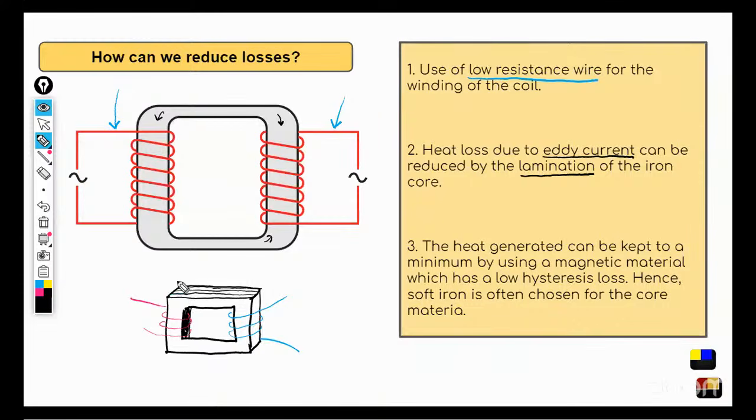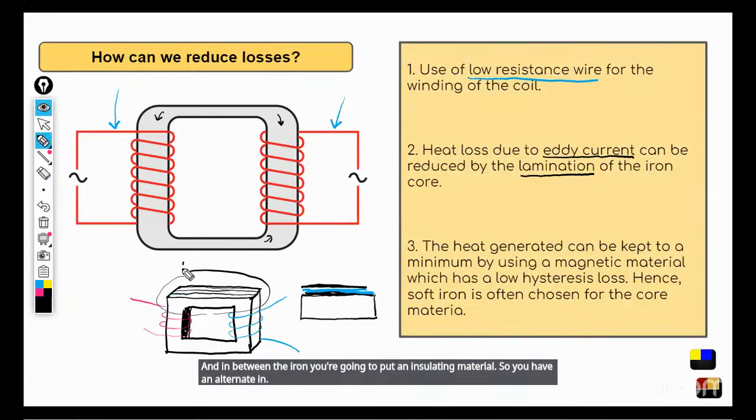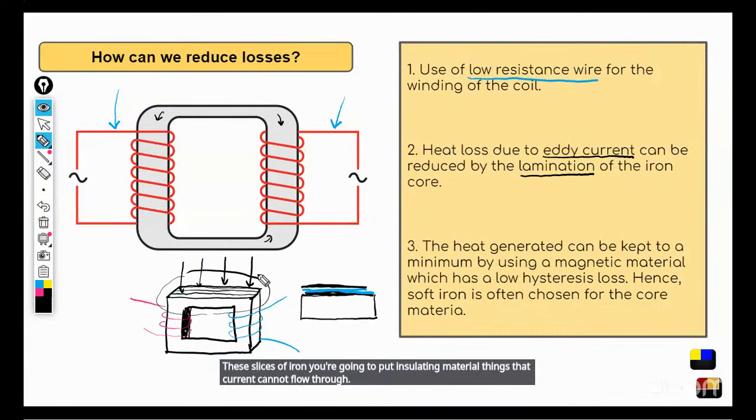I'm just taking this, I want to look at this piece here. So what you're going to do is slice the iron, right? And in between the slices of iron, you're going to put an insulating material, things that current cannot flow through. So it's like a sandwich now.